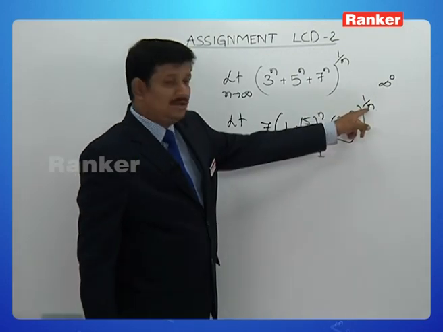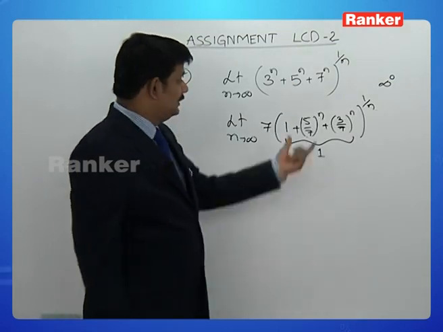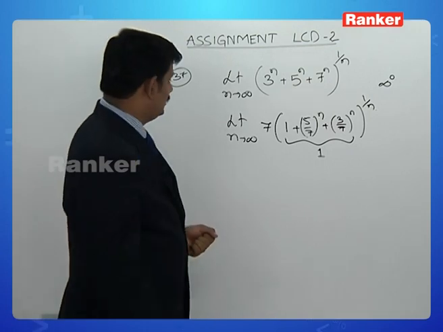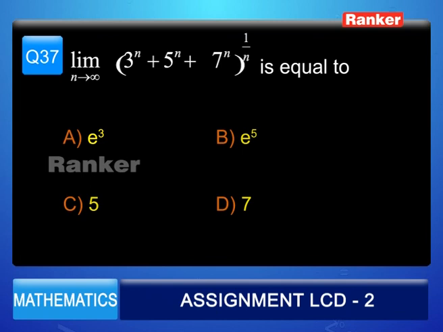1 power n, something close to 0, will always be 1. Anything power 0 is 1, and 1 power 0 will also be 1. So, this limit would be 7 into 1, 7. So, the answer for this question is 7, which is option D.